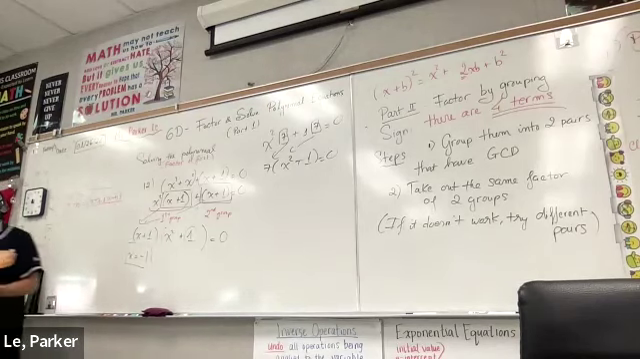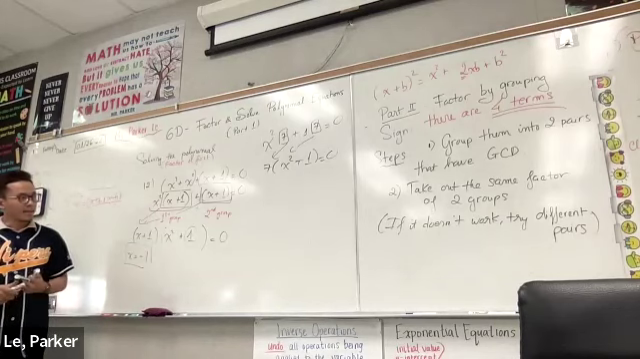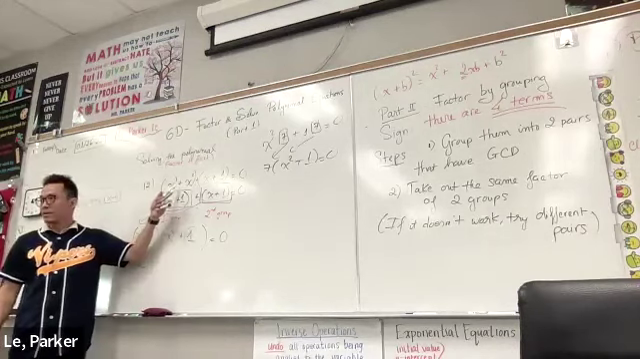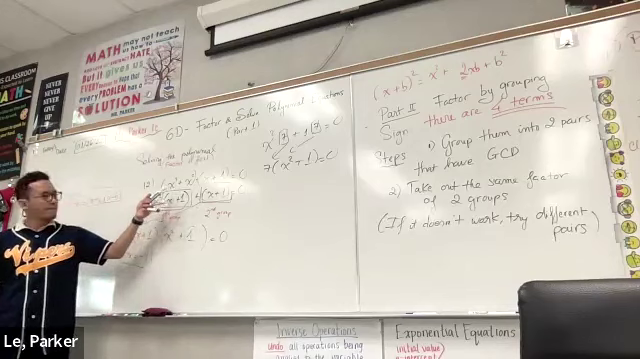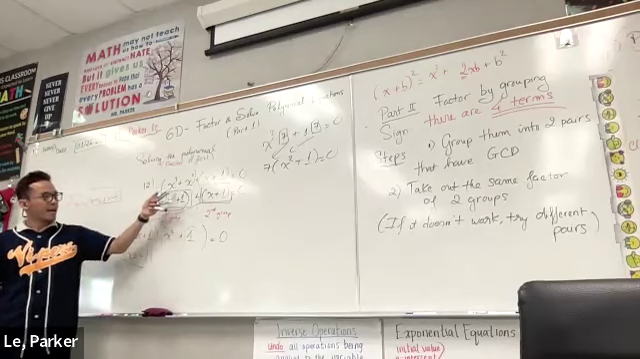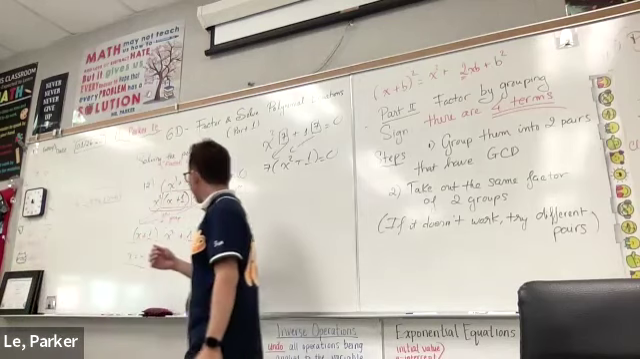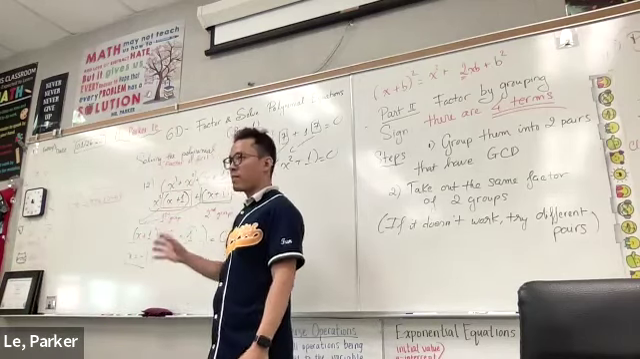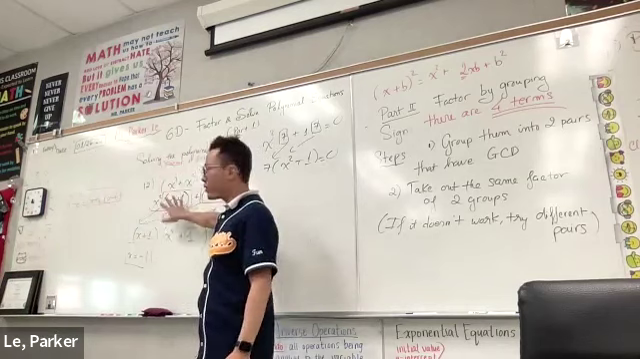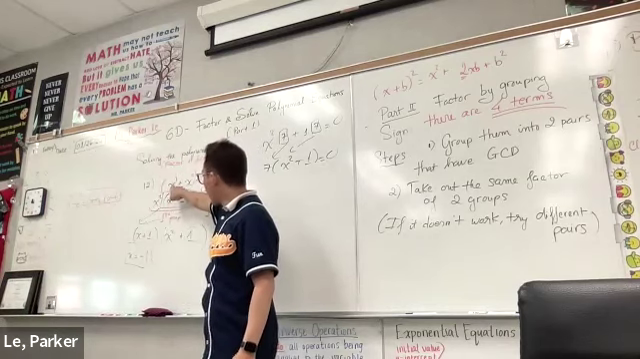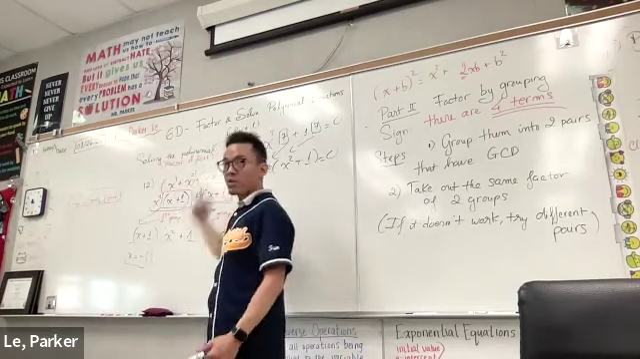GCD? Any two, you can see. You can add this one with this one. You can too, as long as you get something in common. In this case, you can also add x cubed and x. You can also do that too.